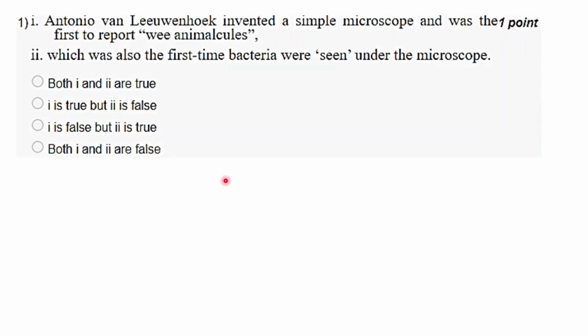So next question. Antonio van Leeuwenhoek invented a simple microscope and was the first to report animalculus. And the second point is, which was also the first time bacteria was seen under the microscope. And then we have 4 options. Which do you think will be the correct option? Anyone?